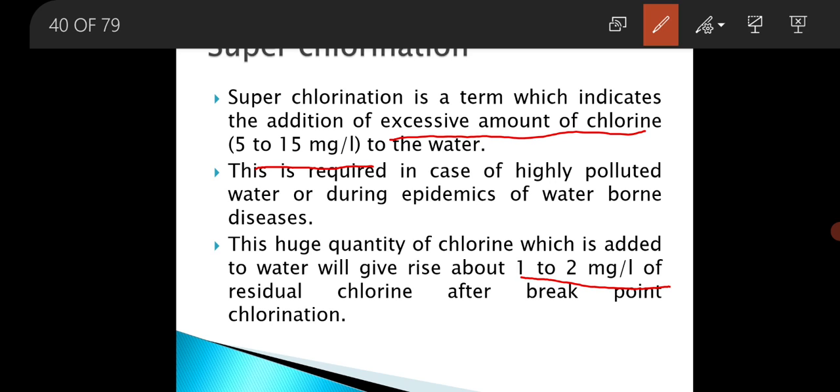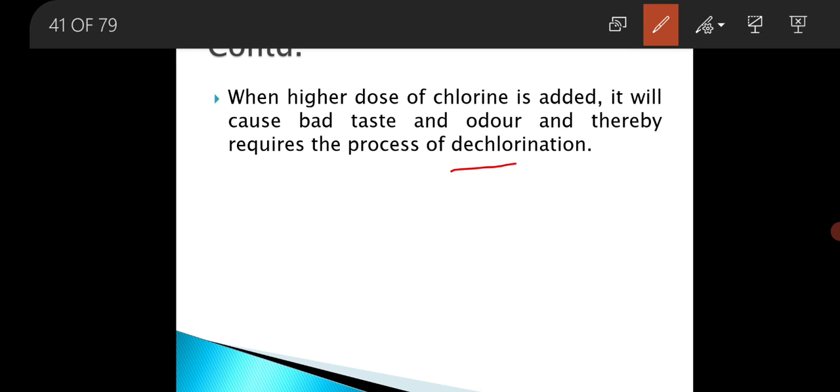So sometimes this higher dose may be removed by the use of dechlorination. This dechlorination is done by adding dechlorinating agents such as sodium thiosulfate, activated carbon, etc. to water. When dechlorination is done, it will remove the bad taste and odor as well as the chlorine. Therefore, in order to maintain the residual chlorine, some amount of chlorine is again added to water.